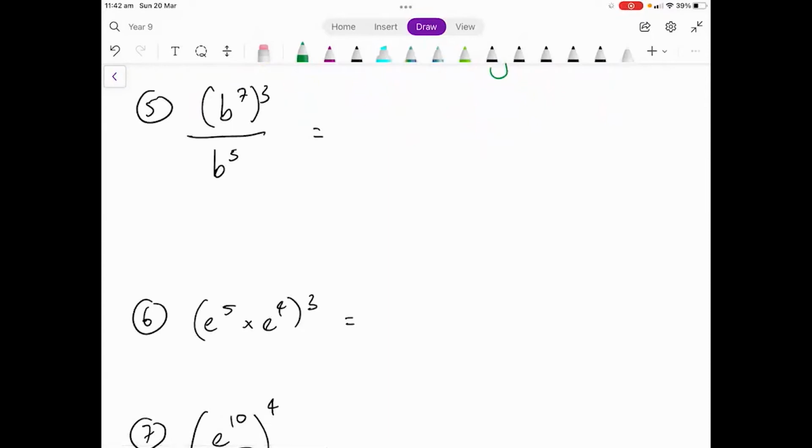Question 5, I need to expand the brackets again. So I multiply the powers, that gives me b to the power of 21. I leave everything else the same. And then I subtract the powers because it's the division law. So 21 minus 5 is 16. So b to the power of 16 is my final answer.